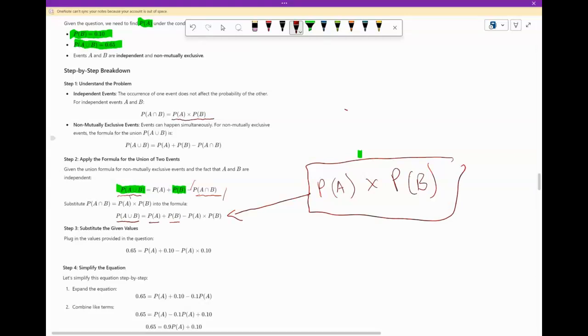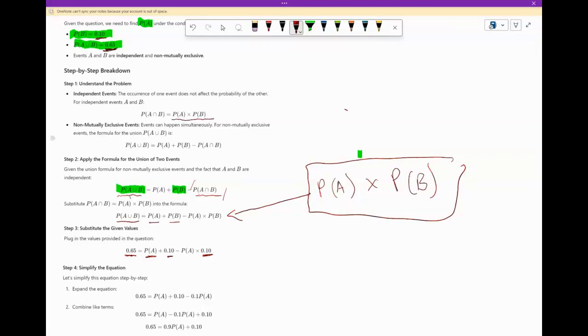Okay, so then we say, now we substitute the values that we have. We know that A union B is 0.65. They gave that to us. So we put the 0.65 over there. Then we don't know what the probability of A is, but we do know what the probability of B is. It's 0.10. So we substitute 0.10 in, times 0.10 over there as well.